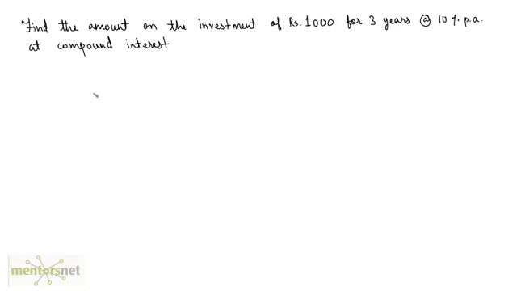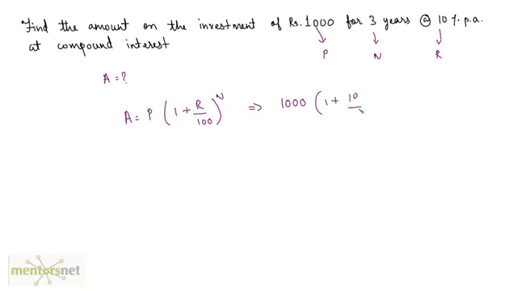Now this is the same problem that we solved earlier. You have to find the amount on the investment of 1000 rupees for 3 years at 10% per annum at compound interest. So what we want is the amount, this is the principal, this is the number of years, and this is the rate of interest. So the amount is equal to the principal into 1 plus R upon 100 raised to N. The principal is 1000 into 1 plus the rate of interest, 10 by 100, raised to the number of years, 3. This 0 and this 0 get cancelled out.